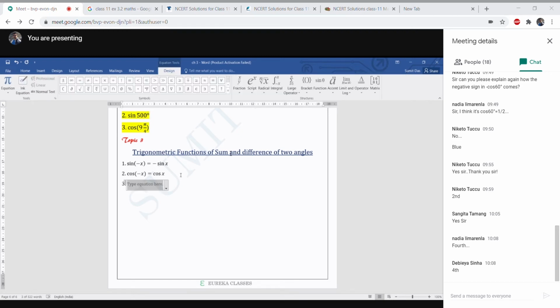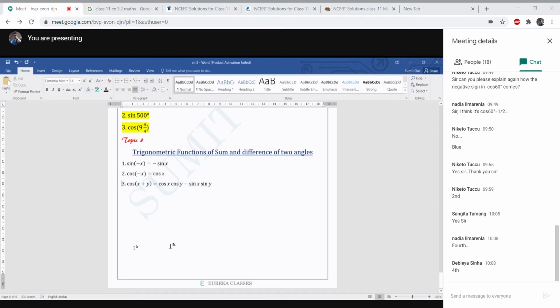Next formula is cos of x plus y is equal to cos x into cos y minus sin x into sin y. Okay, this is a very important formula.